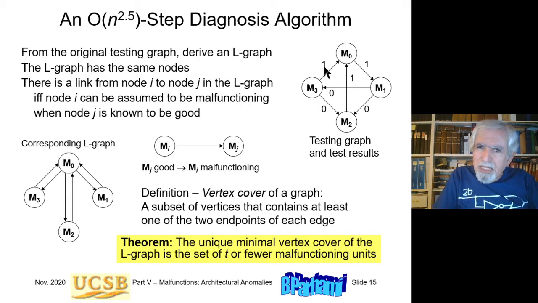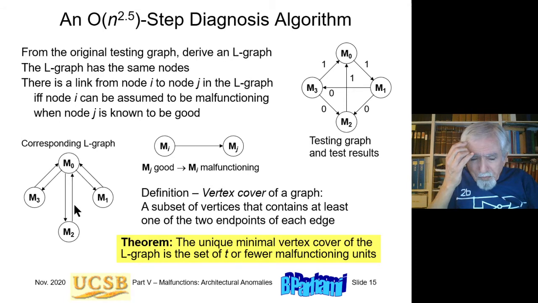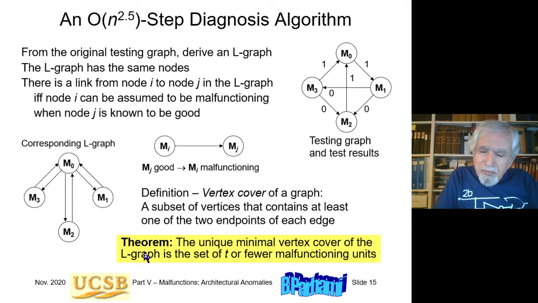Okay, so from these test outcomes, when I find the minimal vertex cover of this graph, which is M0, that tells me the malfunctioning units. So I basically converted the problem of finding the malfunctioning unit to finding the vertex cover of another graph that can easily be constructed.